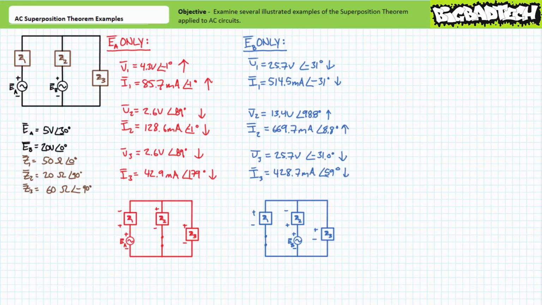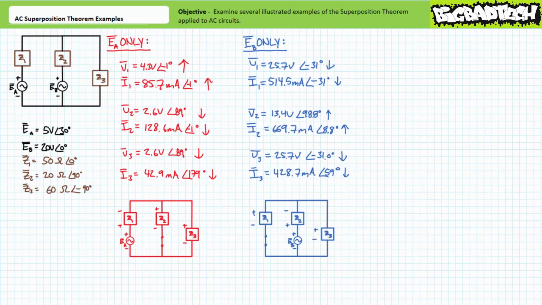In contrast, impedance elements Z1 and Z2 experience voltage of opposite polarity and current in the opposite direction for the two different sources. When these two opposing effects are superimposed upon one another, these effects would be subtractive. Since voltage source EB's contribution has the larger magnitude, let's consider its assumed polarity and direction as dominant. Using this interpretation, voltage source EA's contribution would be subtracted from voltage source EB's contribution.